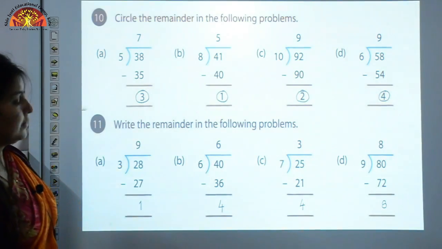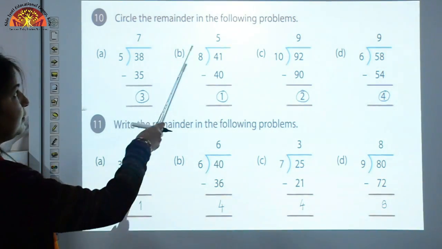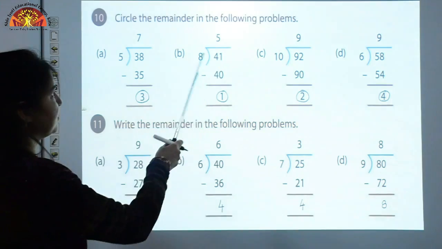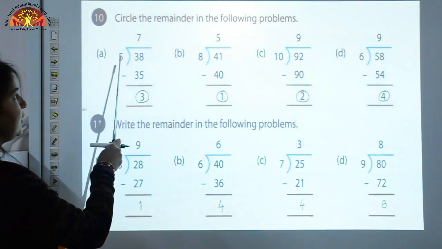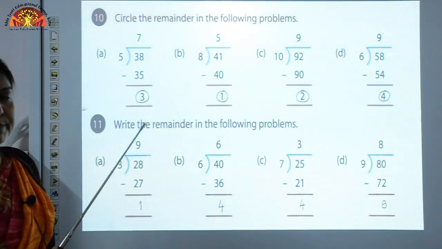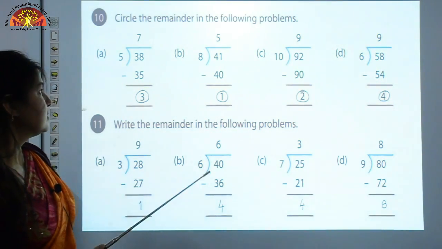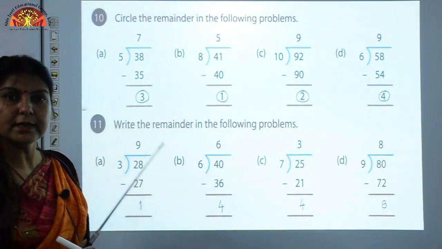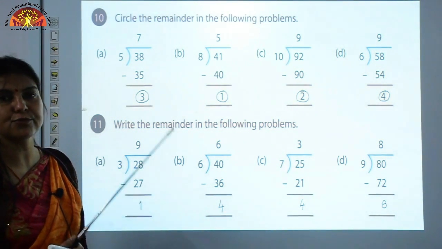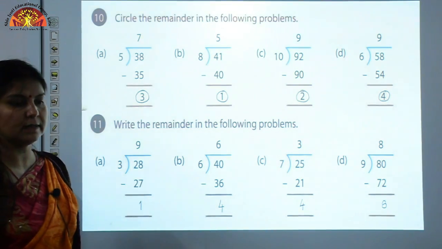Question number 10. Circle the remainder in the following problems. Here numbers are given. We are dividing 38 by 5. So we have to speak the table of 5 till we get 38. If 38 is not coming, then we have to choose the smaller number than 38.